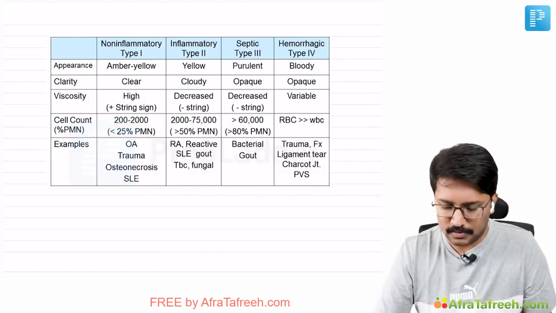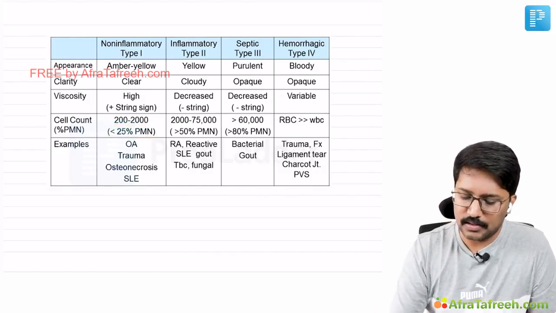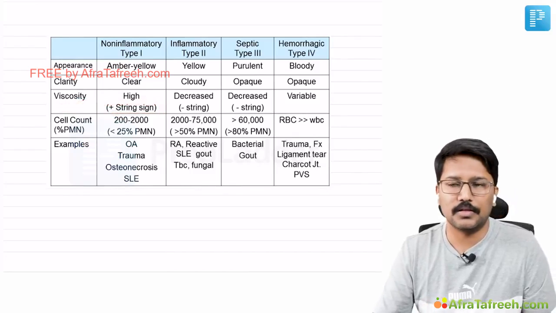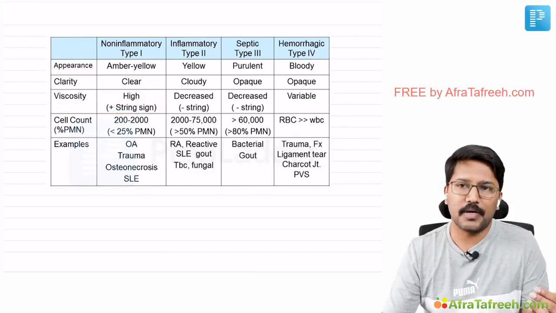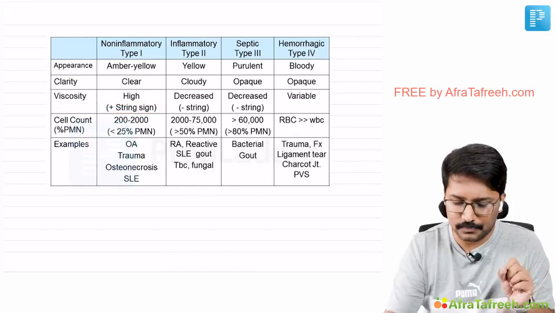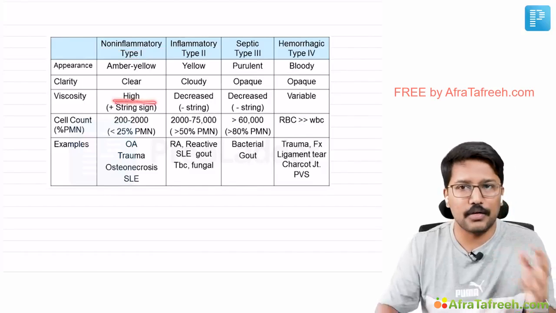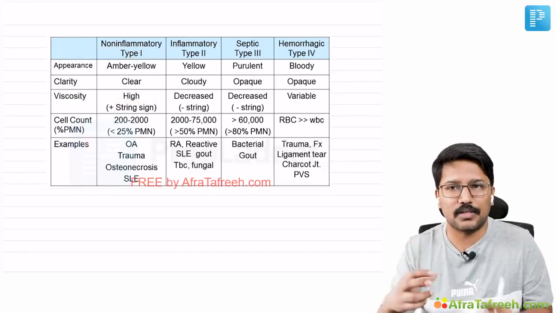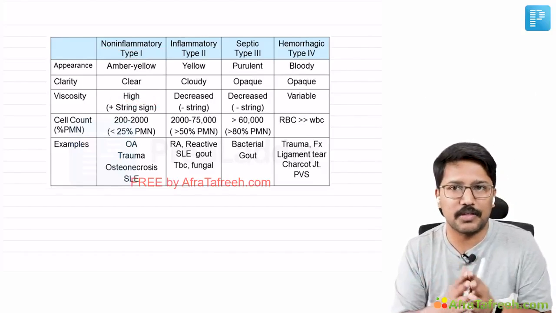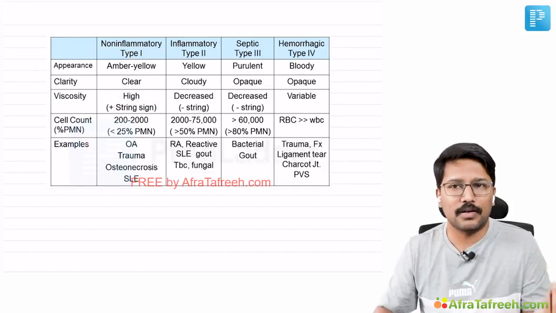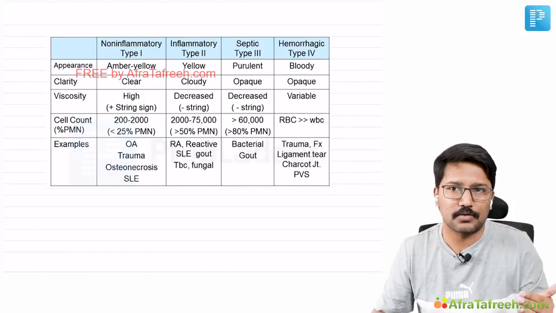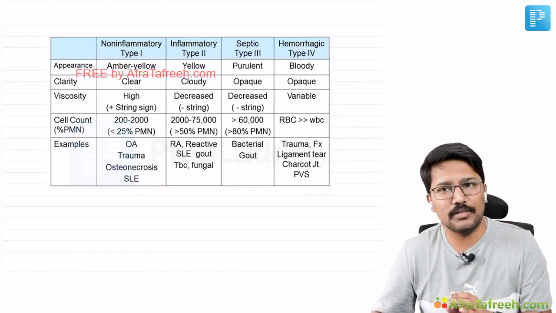That is the second point. The third and equally interesting point is looking at the viscosity. We have something called the string sign, right? So viscosity in the non-inflammatory conditions is extremely high because hyaluronic acid is preserved. This hyaluronic acid is what gives a proper lubricating experience between the joint surfaces. So that leads to something called the string sign.